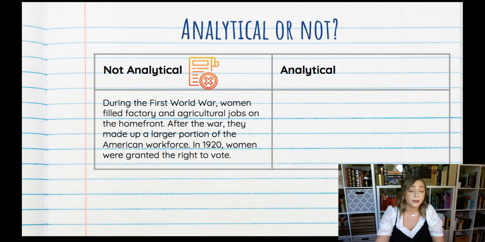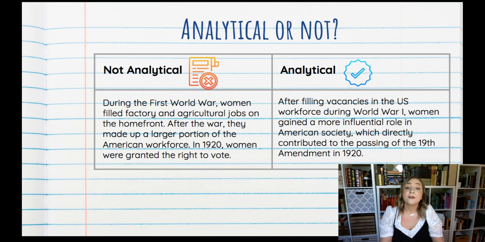No opinion, no evaluation. "During the First World War, women filled factory and agricultural jobs on the home front. After the war, they made up a larger portion of the American workforce. In 1920, women were granted the right to vote." This would be a very brief summary, guys, of women during the First World War. It's not analysis, but it's close to linking. If you're thinking, I have these facts, how do I shift it into analysis? We're going to look at the same kind of pieces of information, but put together in a way that would qualify as analysis.